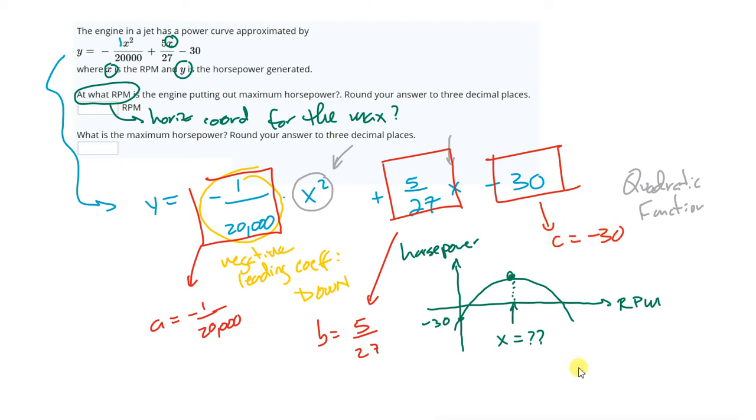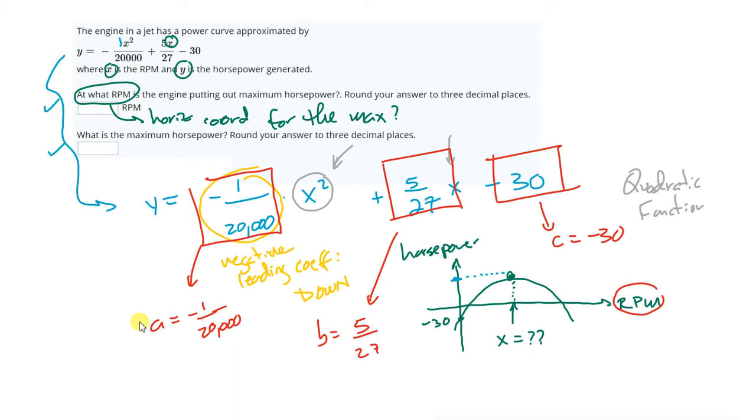And so you should now be able to find the input value of the vertex, which is the RPM that gives you the max horsepower. And then you should also be able to find the y value of the vertex, which will represent the actual max horsepower itself. So you should be able to get these two results. Just think of it as a quadratic. Yes, it's a quadratic with kind of ugly looking A, B, and C coefficients, but it is what it is. This is an important problem.